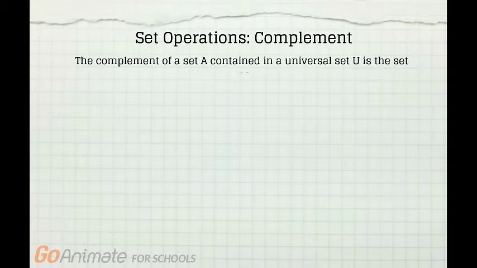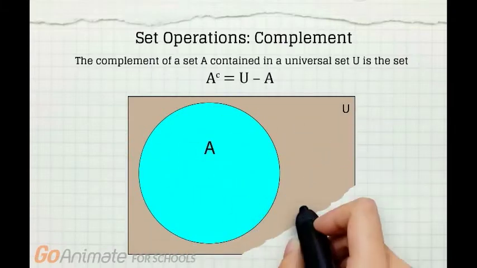Another operation of sets is complement. The complement of a set A, contained in a universal set U, is the set A complement equal to universal set U minus set A. A complement is illustrated by the Venn diagram.